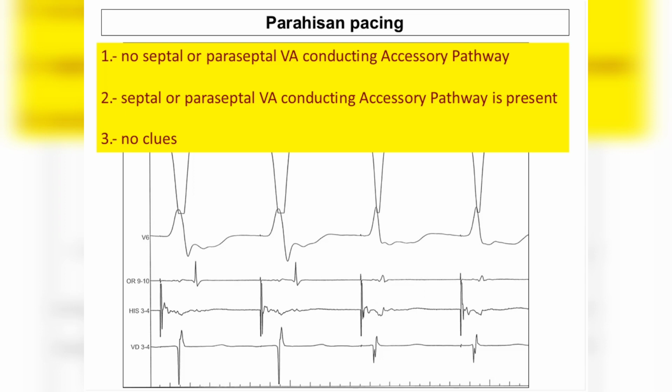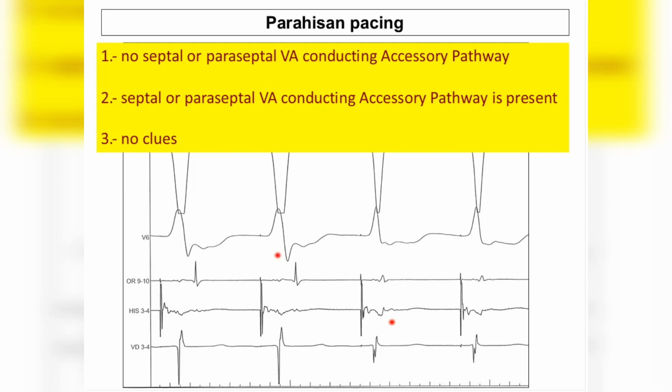I don't know, can we see the results already, or can we have the voting answers? Okay, great. So the majority of the responses, 64%, provided the answer that this finding actually suggests that there is no septal or paraseptal VA conducting accessory pathway.